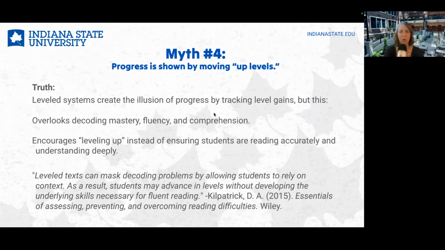Myth 4, progress is shown by moving up levels. So this leveled system actually creates an illusion of progress because it tracks our gains. Maybe we move from a 700 now to an 850 Lexile, or the letter F to a letter H. Leveled text can mask decoding problems by allowing students to rely on context. So as a result, students may advance in levels without actually developing the underlying skills needed for fluent reading.